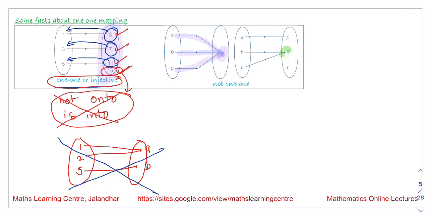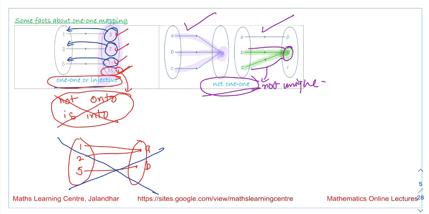Similarly, in this case this Q has the pre-image B and this Q has the pre-image C. So we are writing the pre-image of this Q, they are B and C, so it is not unique. So we are saying these arrow diagrams represent functions which are not 1-1 functions.